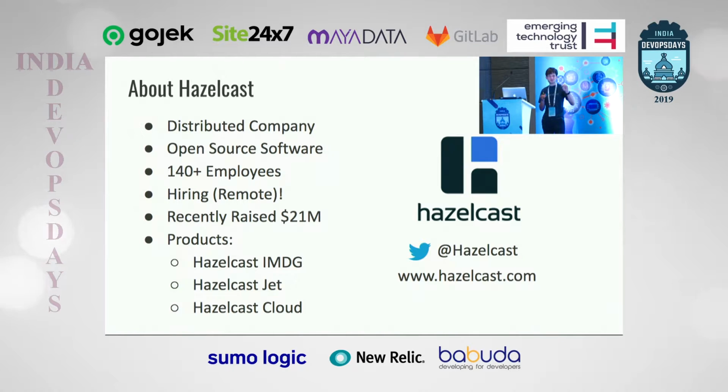We have three products. We produce open source. First one is the most known. It's Hazelcast IMDG, which we call cache on steroids. The second one is Hazelcast Jet. It's a library for big data stream processing. And the third product is Hazelcast Cloud, which is the cloud version of Hazelcast.